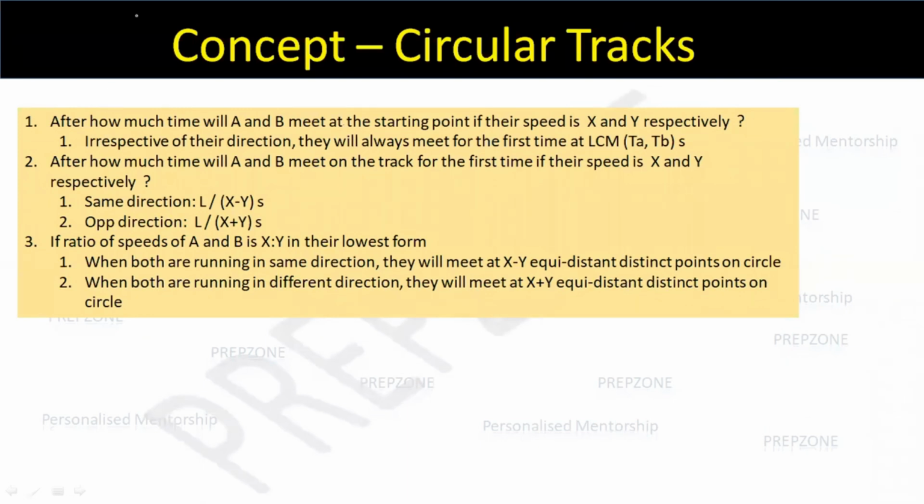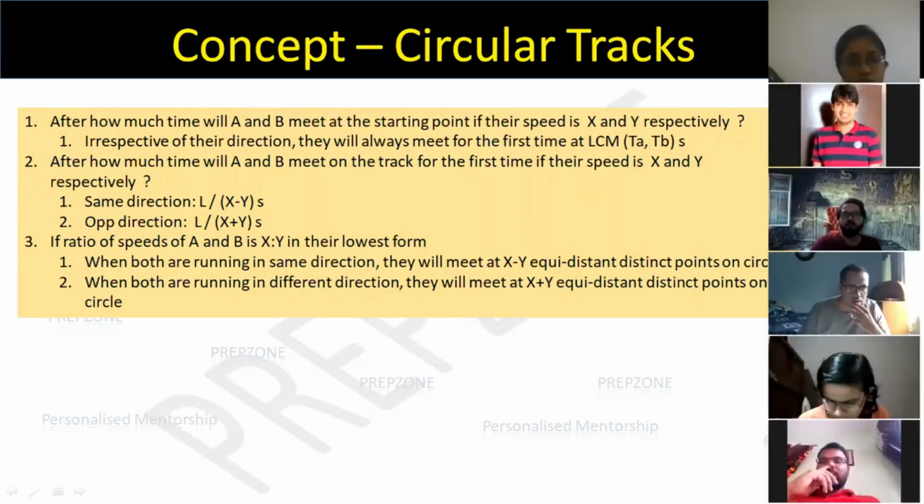So see, if I ask after how much time will A and B meet at the starting point if the speeds are X and Y? TA is the time taken by A to complete one round, and TB is the time taken by B to complete one round. So of course it has to be the LCM of TA comma TB, right?